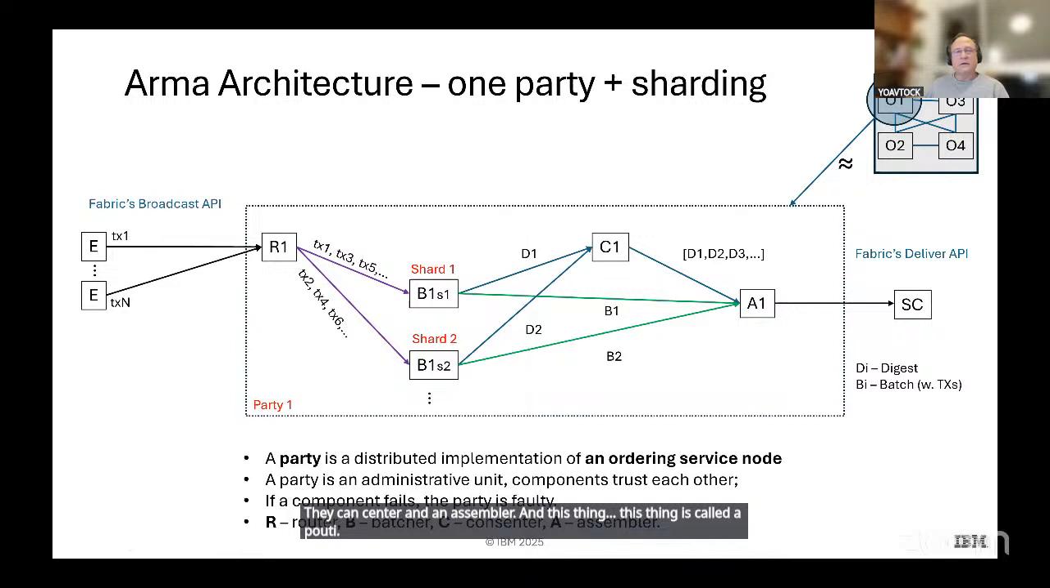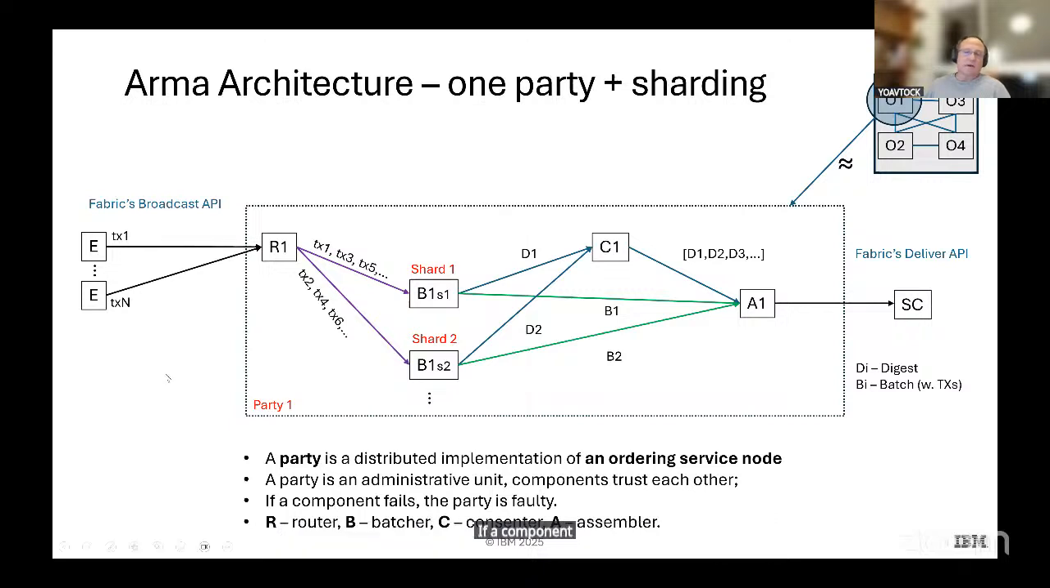A party here in Arma is a distributed implementation of an ordering service node. A party is an administrative unit in which components trust each other. If a component fails, we say that the party is faulty. And again, the router is symbolized by R, B are the batchers, C are the consenters, and A are the assemblers.